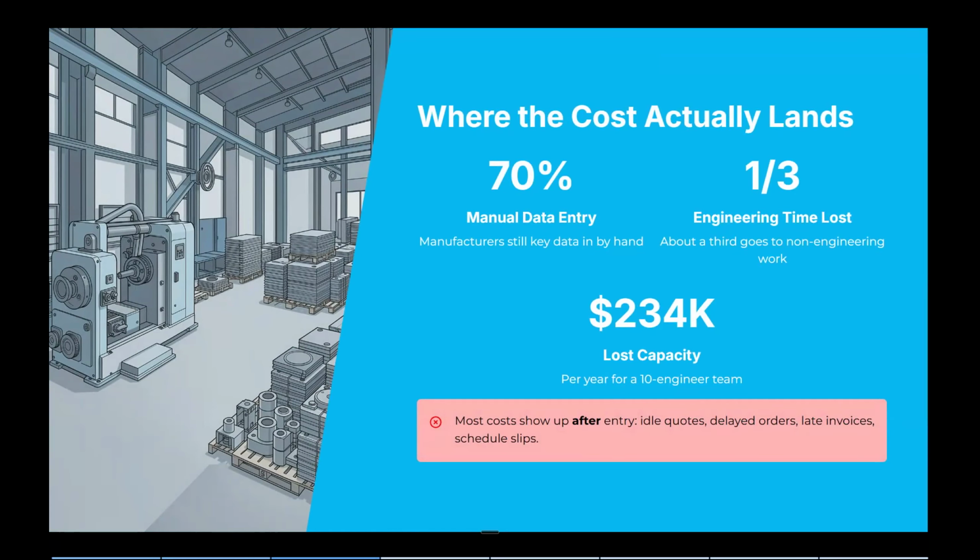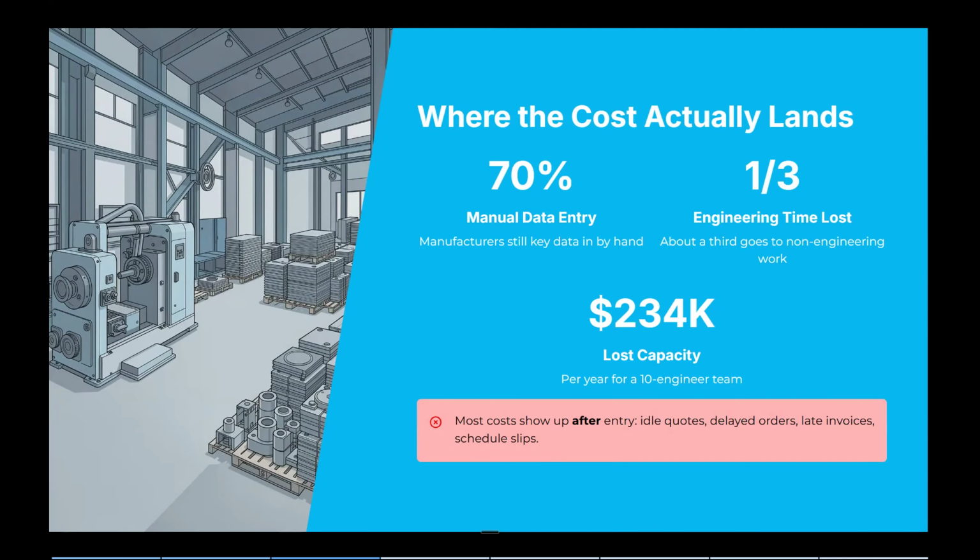Here's where that cost actually lands. I alluded to this a little bit already. 70% of manufacturers still key in that data by hand. About a third of engineers spend their time on non-engineering work, whether that's data entry, whether that's going back to fix errors, whether that is having to figure out these bill of material changes as engineering change orders. Ultimately, what that equates to for, let's say you have a 10 engineer team, we're looking at in the realm of $230,000+ in lost capacity, where those engineers could be spending time doing something else that they are being paid to do, and frankly, that they'd rather be doing than entering data manually.